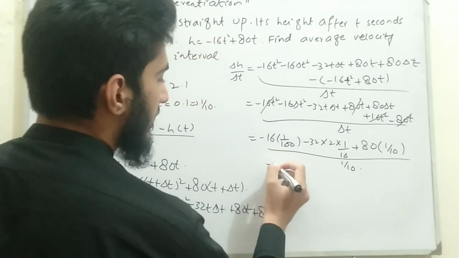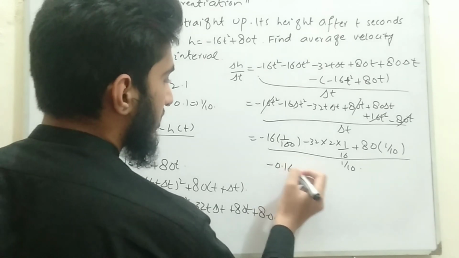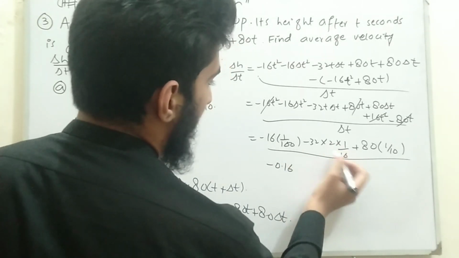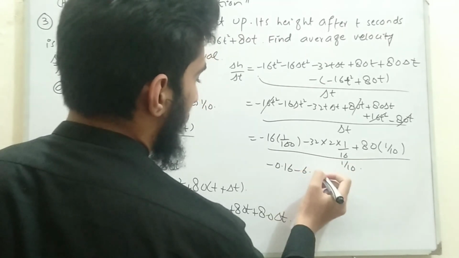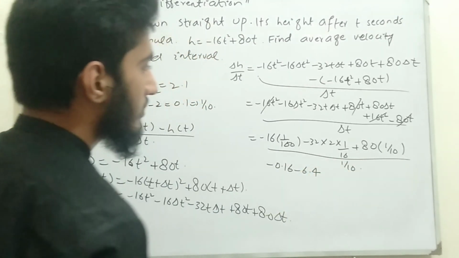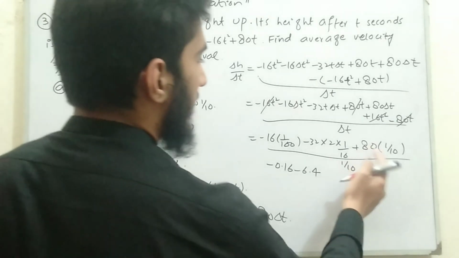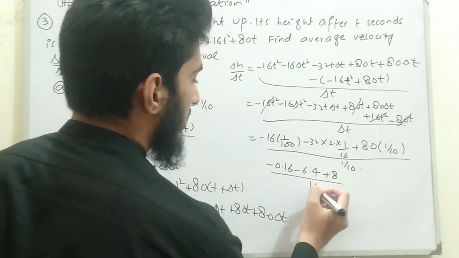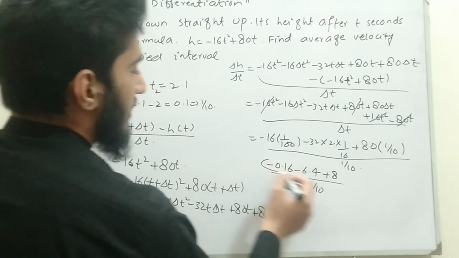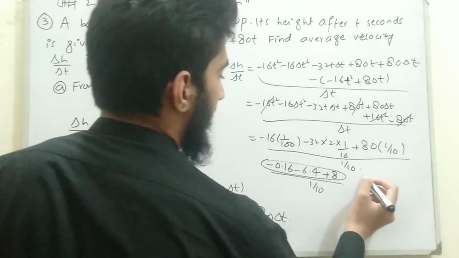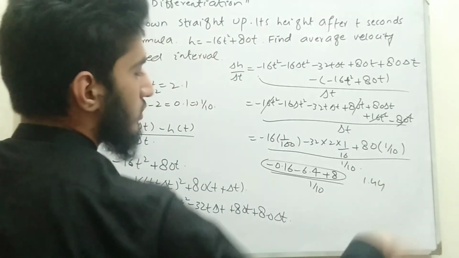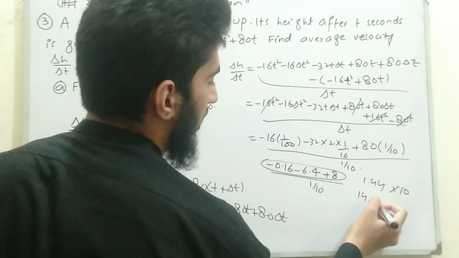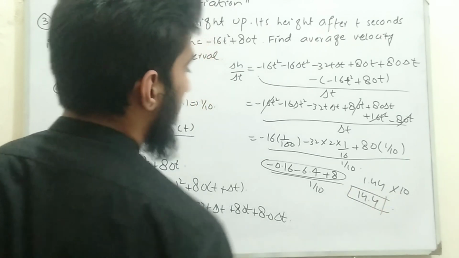Now by simplification it gives us minus 0.16, and minus 32 multiplied by 2 gives us minus 64, divided by 10 gives us minus 6.4. And after this we have 80 divided by 10 gives us plus 8, and whole divided by 1 over 10. By simplification it will give us a value 1.44. Here is 1 over 10, so by moving to the multiplication it will multiply with 10, so it becomes 14.4. So this is actually our average velocity.